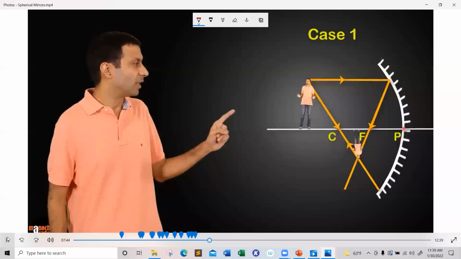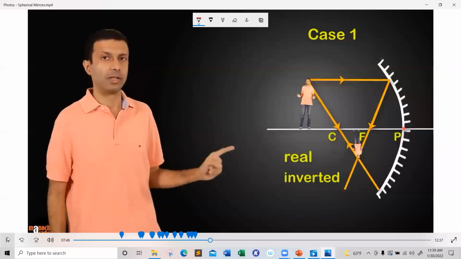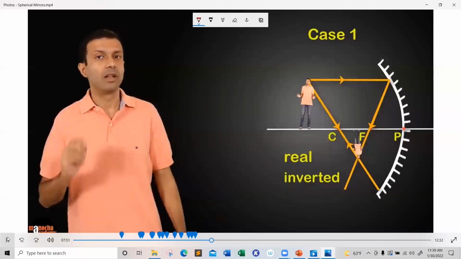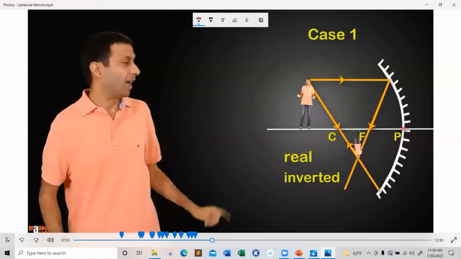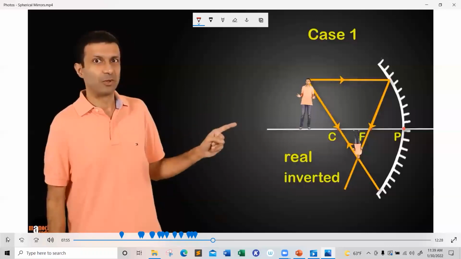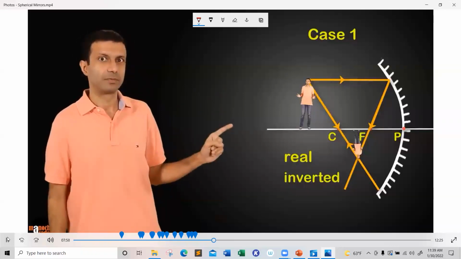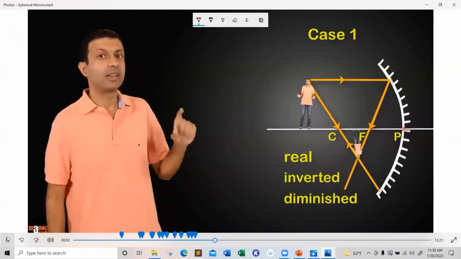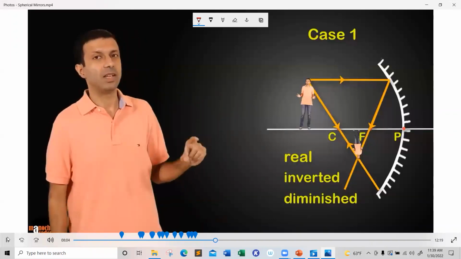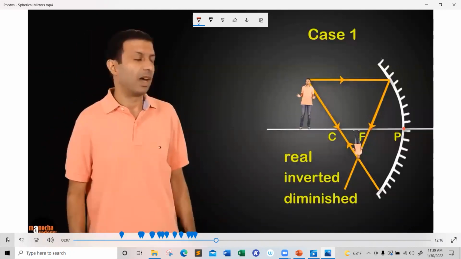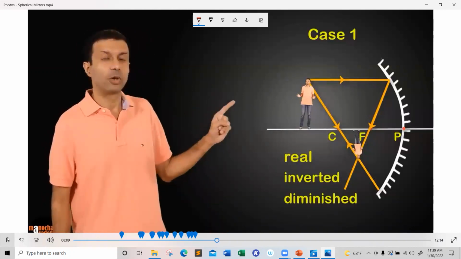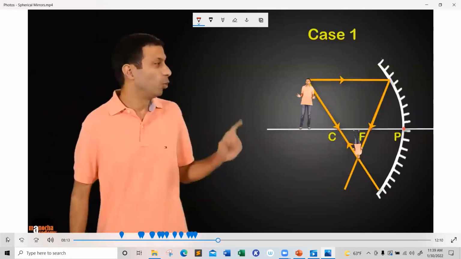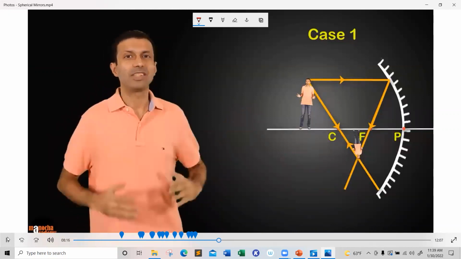As you can see here, the image is real and inverted. It's real because it's formed by the real intersection of light rays. And it's upside down. So it's an inverted image. As you can see, the image is diminished because it's smaller than the size of the object. And the position of the image is, it's located between the center of curvature and the focus. You'll find similar diagrams in your textbook.